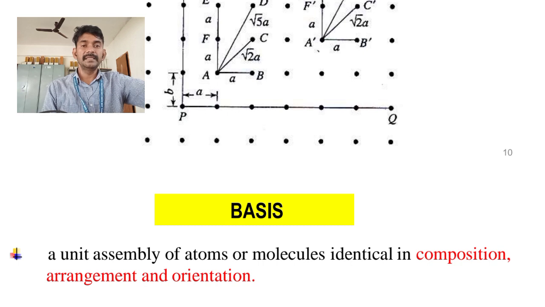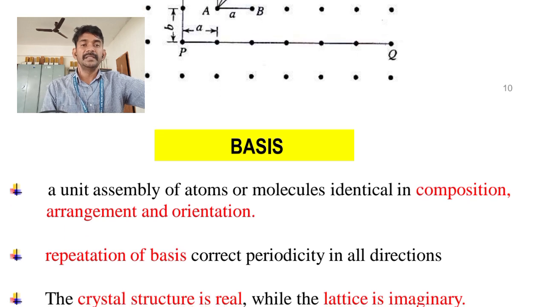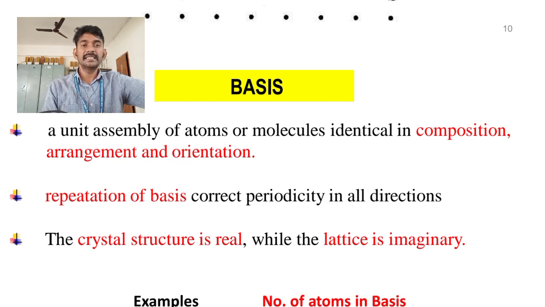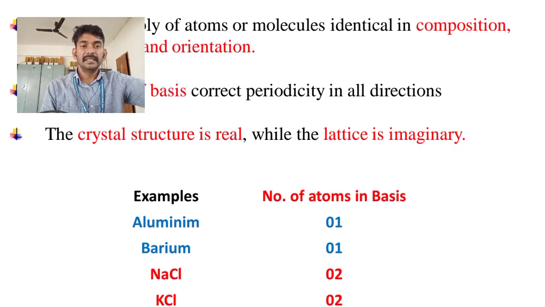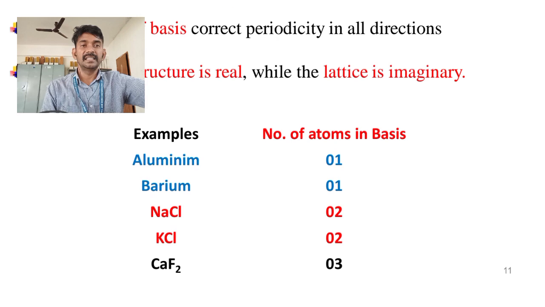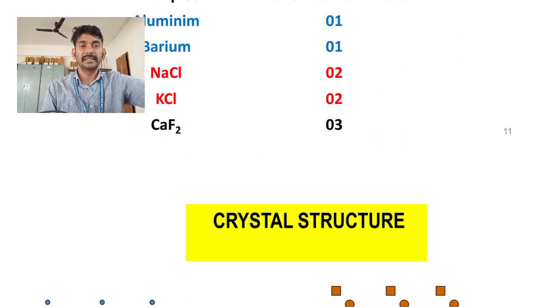Then basis. A basis is a unit assembly of atoms or molecules identical in composition, arrangement and orientation. Repetition of the basis at regular periods in all directions forms the structure. The crystal structure is real while the lattice is imaginary. For example, aluminum, barium, NaCl and KCl are examples of basis. The number of atoms in the basis can be 1, 2, and so on.